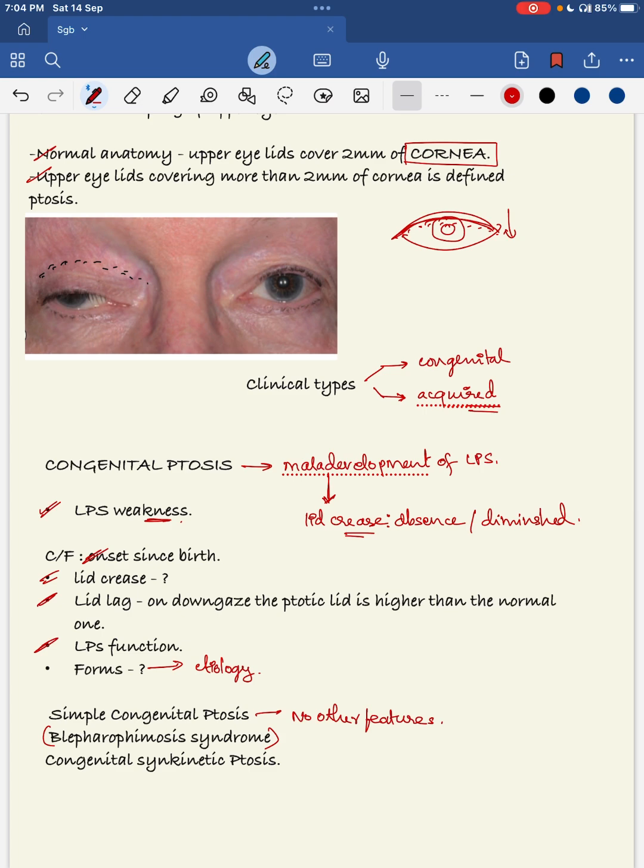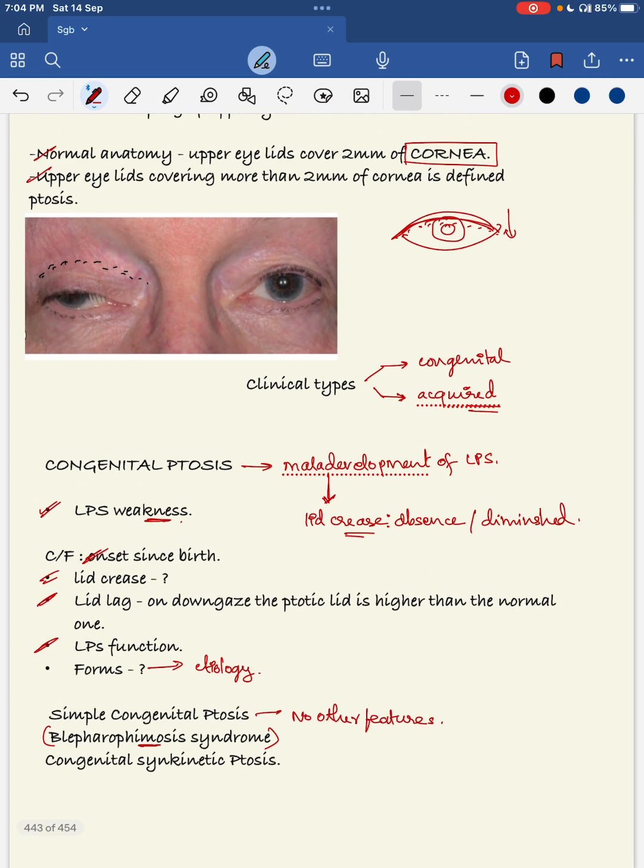Blepharophimosis syndrome. See, phimosis means unable to retract something. Phimosis will also come across in the penis, where circumcision might be required. Similarly, blepharophimosis means when the patient tries to open the eyes, the lid cannot go back into normal position. It holds down there, causing the ptosis. This is called blepharophimosis. Unable to retract the eyelid.